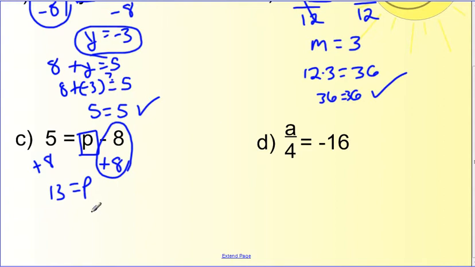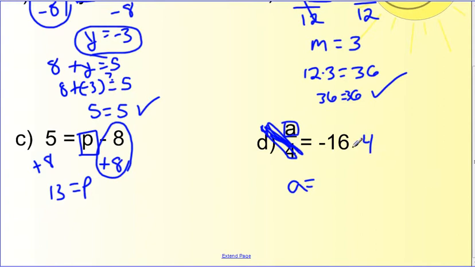Letter D. My variable, there he is, sitting up top there. The variable is being divided by 4. Well, the opposite of dividing by 4 is to multiply both sides by 4. When you multiply this side by 4, a times by 4 and a divide by 4 are opposites, so they cancel out. They're gone. A equals.